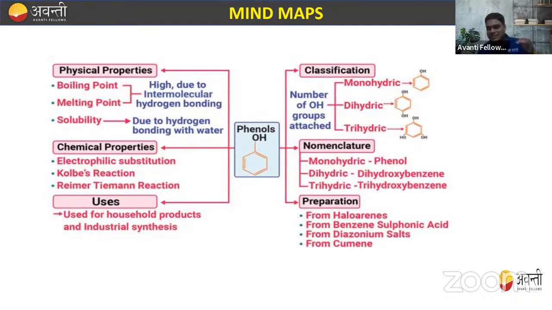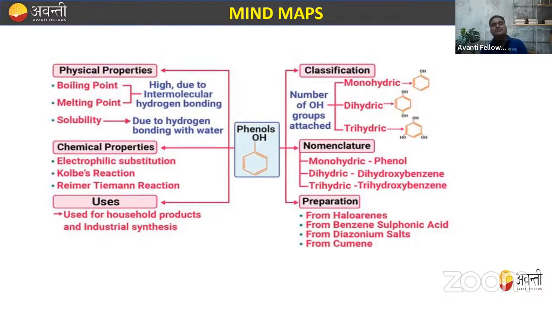Chemical properties, just as we discussed in today's class, they undergo electrophilic substitution reaction, Kolbe's reaction, Reimer-Tiemann reaction, coupling reaction, right? And used for household products, right? This phenol is also used as a disinfectant, right? So for home cleaning purposes, industrial synthesis, we are using this phenol.